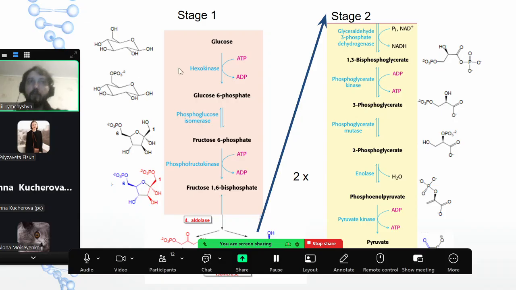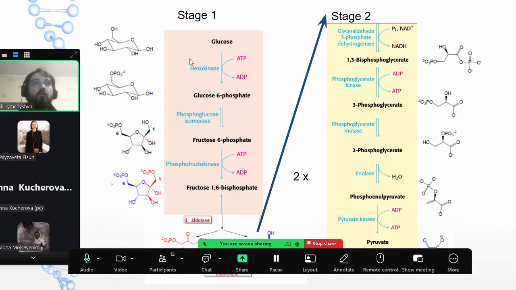First, just a few words in general. We have digested something and taken up the glucose into the bloodstream. From the bloodstream it was taken up by cells. Almost everything uses glucose as fuel. Now glucose is in the cytoplasm and we are starting our glycolysis.